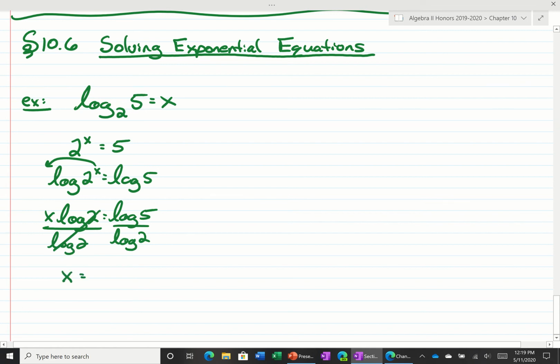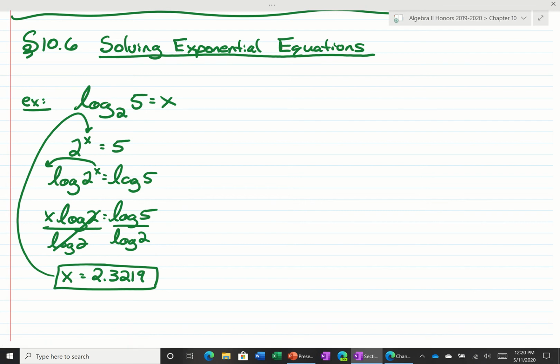And we'd get x is equal to log of 5, close parentheses, divided by log of 2. And this is 2.3219. If you were to actually plug this in, so 2 to that power, I know 2 to the second is 4, 2 to the third is 8, so the number 2 should be raised to is somewhere between 2 and 3 to get 5, and the answer is 2.3219.